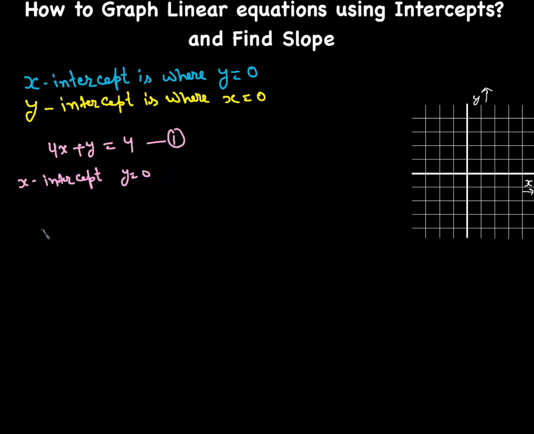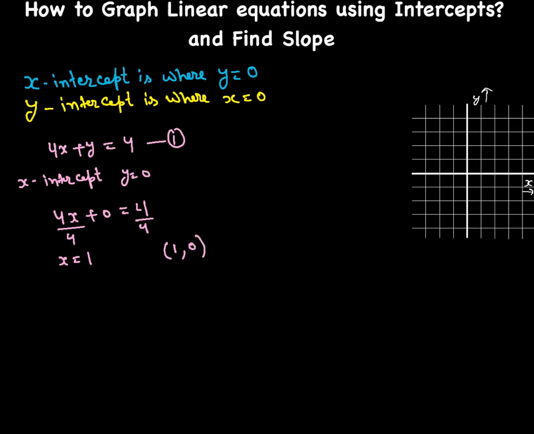This is our equation. Okay, so when we plug in y is equal to 0, we got 4x plus 0 is equal to 4. Okay, and then if we divide both sides by 4, this will give me x is equal to 1. Alright, so for that we got a point where x is 1 and y is 0.